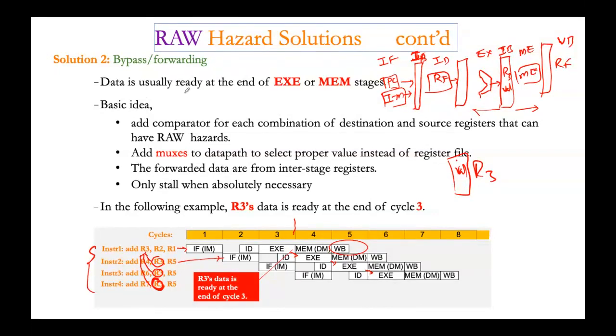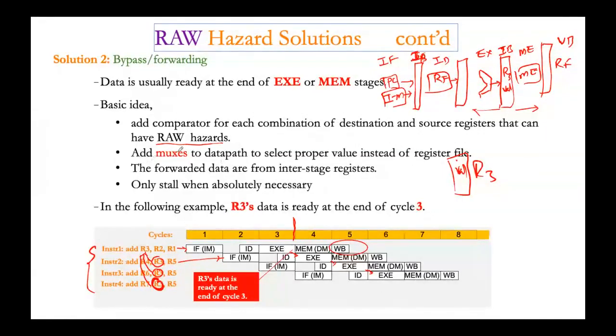Data is usually ready at the end of the execution or the memory stages. The basic idea is to add comparators for each combination of destination and source registers that can have read-after-write hazards.